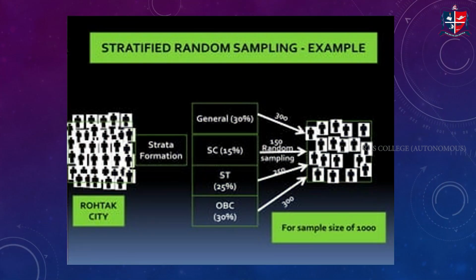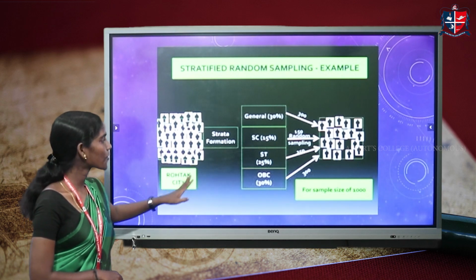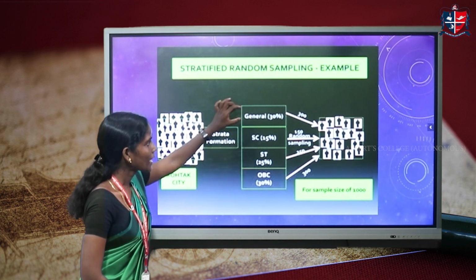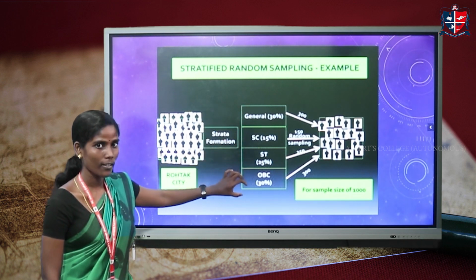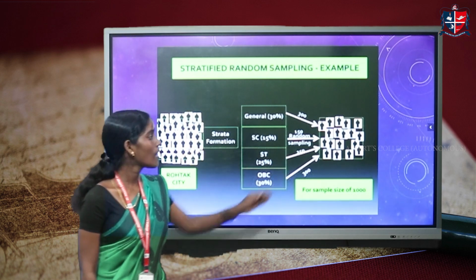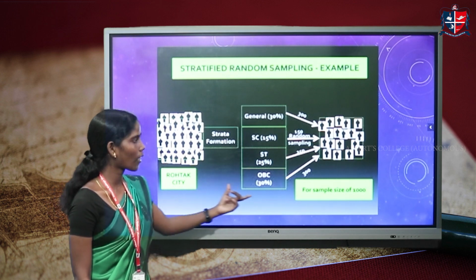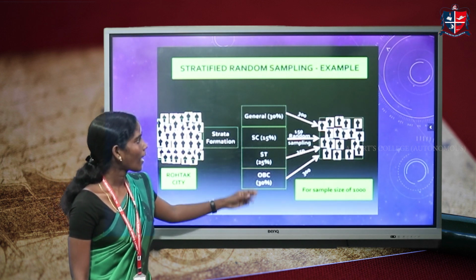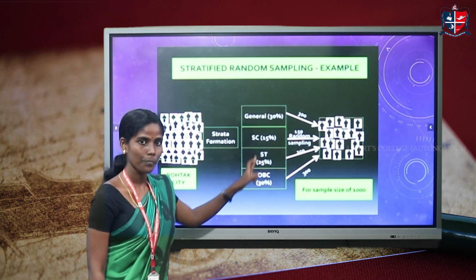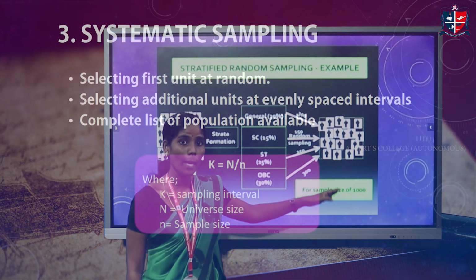See here. Here there is a city. It is a huge population, and we are dividing this population into certain subgroups. Each subgroup is called a strata, and from each subgroup, we are randomly selecting the required number of samples. Here the city is divided on a caste basis and a certain number of units are taken from each group and formed into a sample. It is the stratified sampling technique.